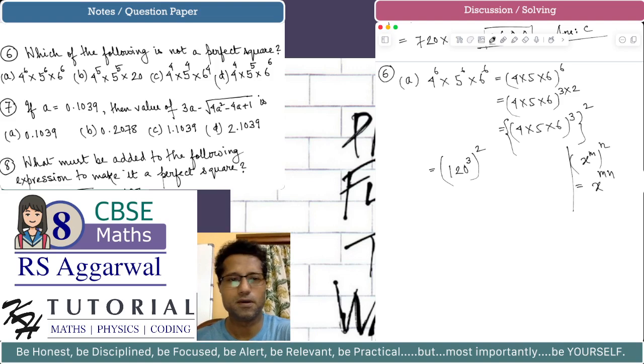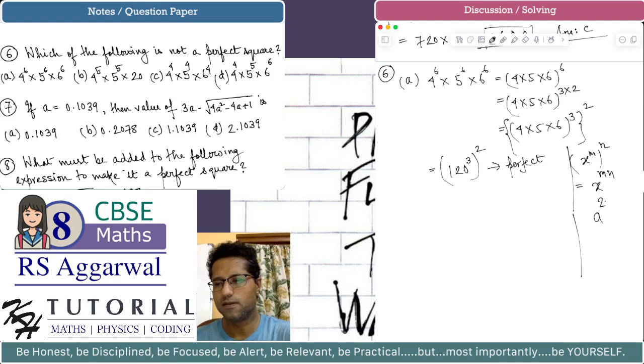So this cannot be the correct choice because we have to choose the number which is not a perfect square. This is a perfect square. Any number of the form a to the power 2n is a perfect square, where n is a natural number and a is also a natural number. So this is a perfect square, so A cannot be the choice.